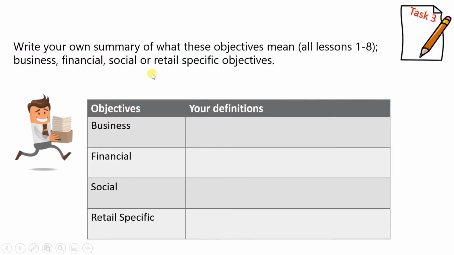Task 3. Write your own summary of what these objectives mean. So that we are going to go back over lessons 1 to 8. These are the business, financial, social, and this lesson, the retail specific objectives. So it's about you writing a summary of what each of these objectives means. For example, the business objectives are all about the things the retailer wants to do to improve how the business runs as a whole. Now you can write that in your own words and then you can do the other three.